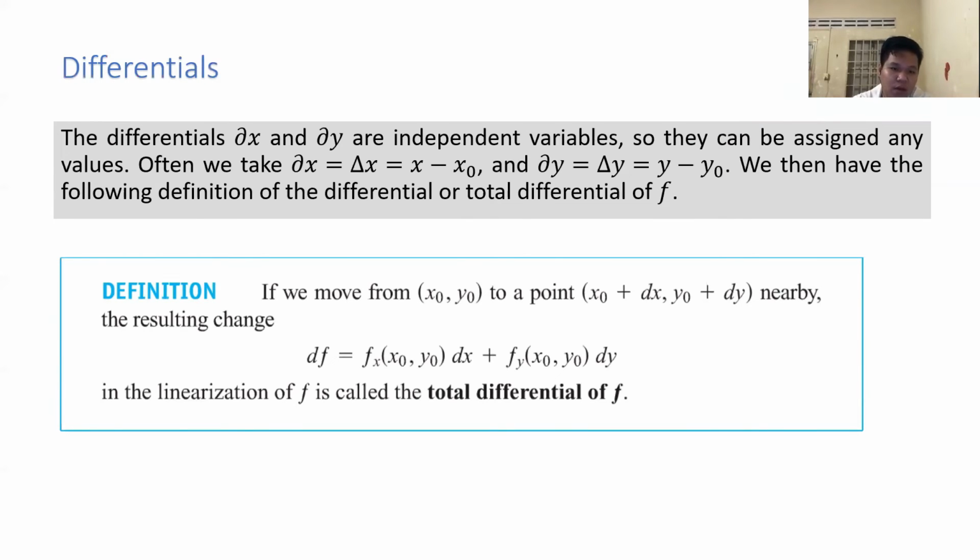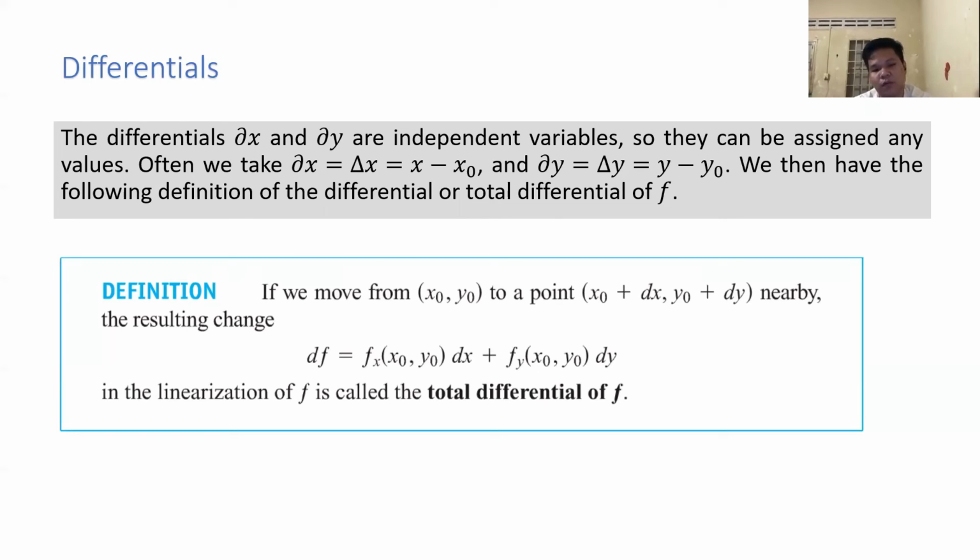Differential. The differentials dx and dy are independent variables, so they can be assigned any value. Often we take dx equal to delta x equal to x minus x sub 0, and dy equal to delta y equal to y minus y sub 0. We then have the following definition of the differential, or total differential, of f.